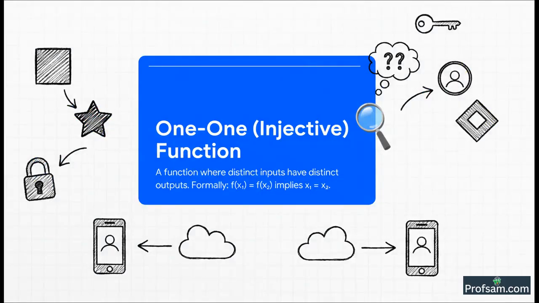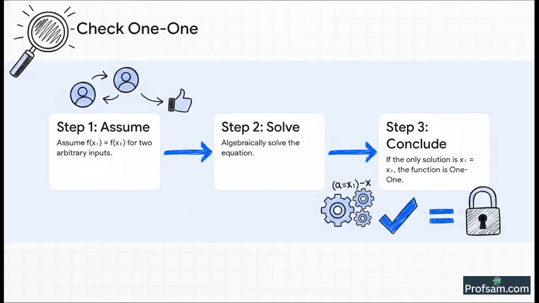That's it. Okay, now don't let this official NCERT definition freak you out. It looks a little intense, I know. But honestly, it's just the fancy textbook way of saying our unique username rule. All it means is that if two outputs look the same, then the inputs must have been the same to begin with.